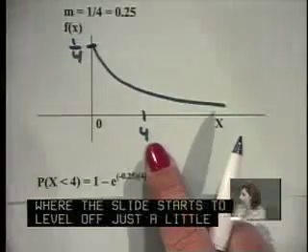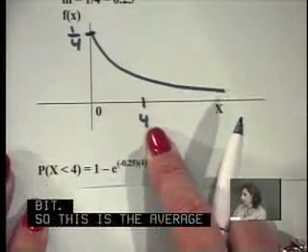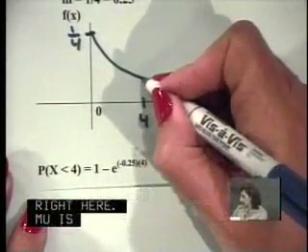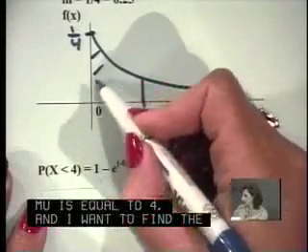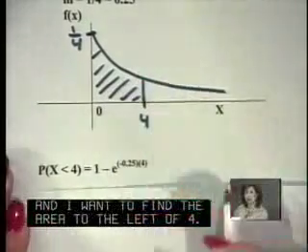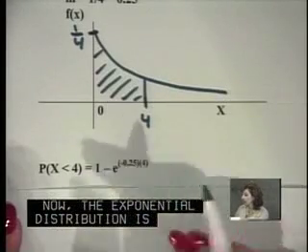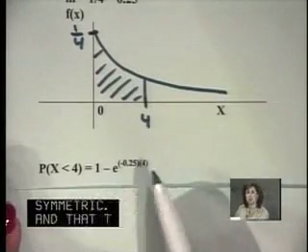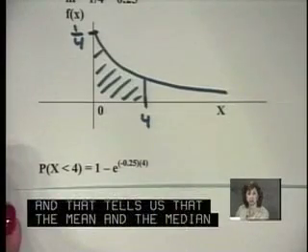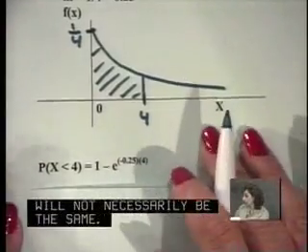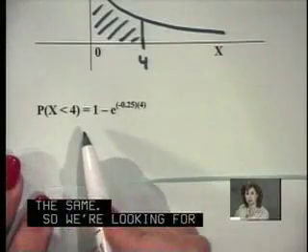So this is the average right here. μ is equal to 4. And I want to find the area to the left of 4. Now, the exponential distribution is not symmetric. And that tells us that the mean and the median will not necessarily be the same. So we're looking for the probability that x is less than 4.